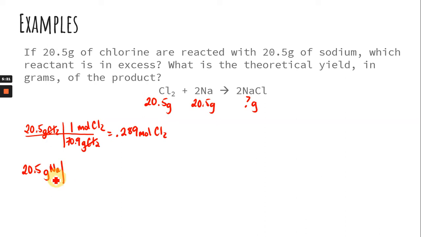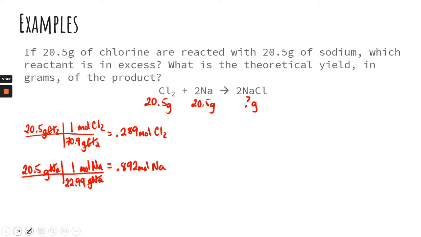Now we're going to do the same thing for the sodium. 20.5 grams of sodium, grams on the bottom, moles on the top. 1 mole, and then on the periodic table, sodium is 22.99. Multiply and divide, your grams would cancel, giving us 0.892 moles of sodium.